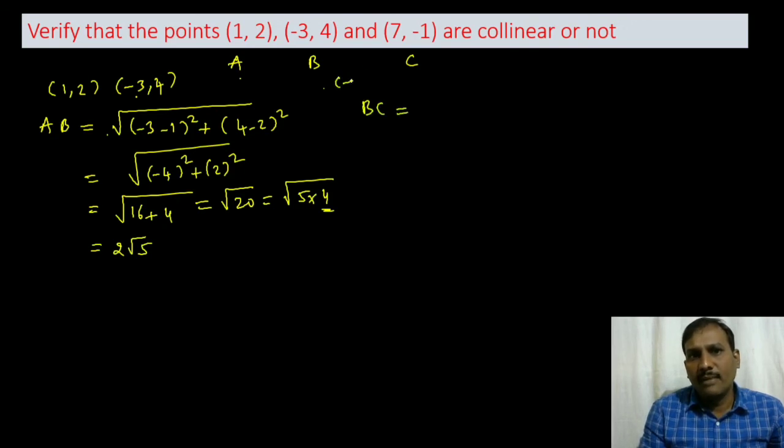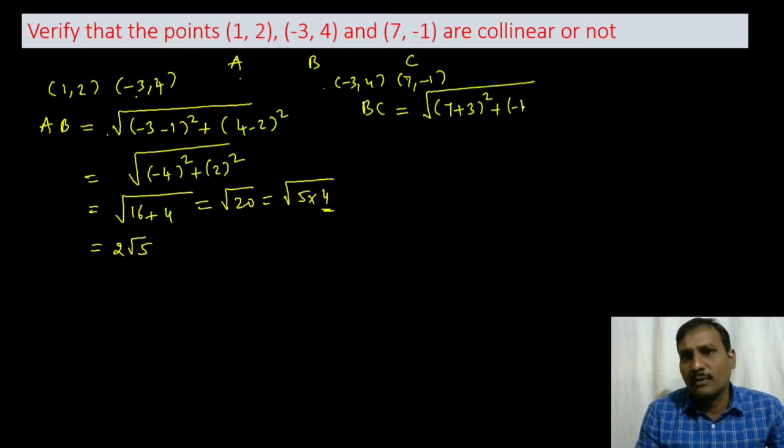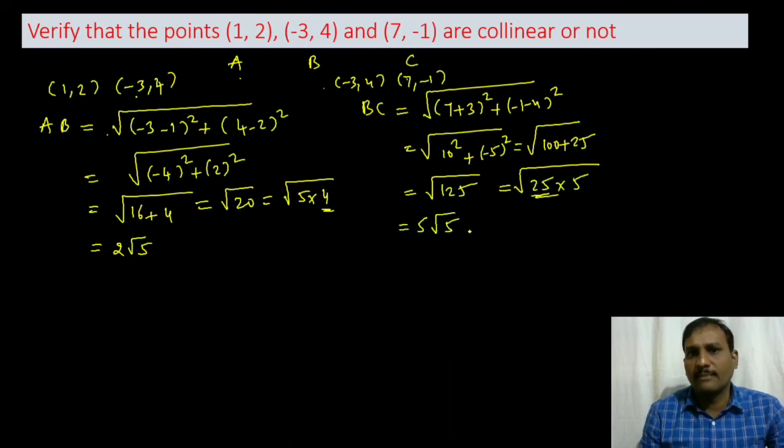Let us find BC. What is B? (-3, 4) and C is (7, -1). Let us find the distance between them. 7 minus of minus 3, 7 plus 3, whole square, plus (-1 minus 4) whole square. So that is 7 plus 3 is 10 square, plus (-5) whole square. So that is root of 100 plus 25, which is 125. You can write this as 25 into 5. So root 25 is 5. So 5 root 5.